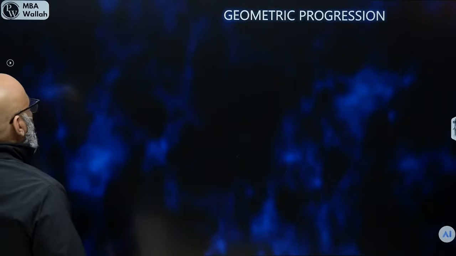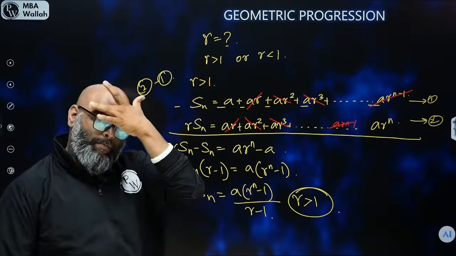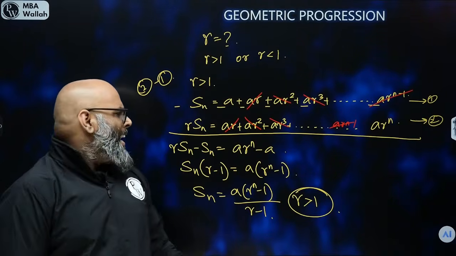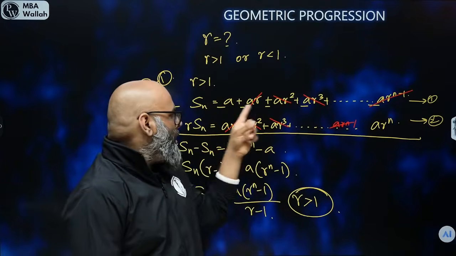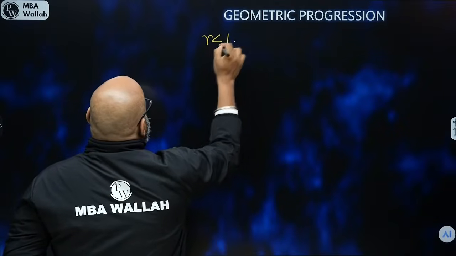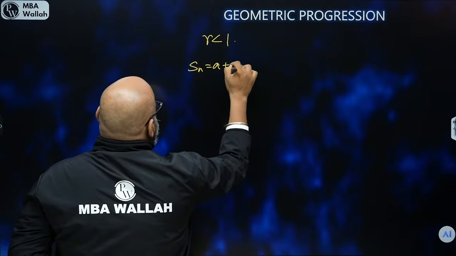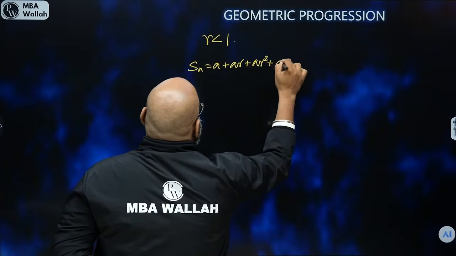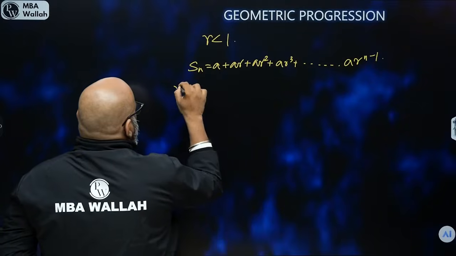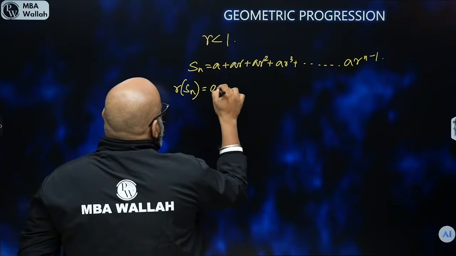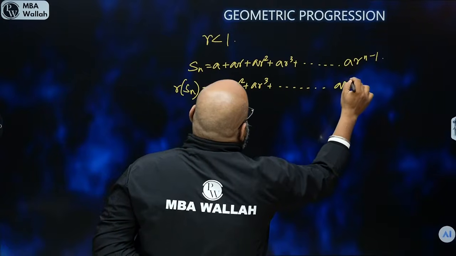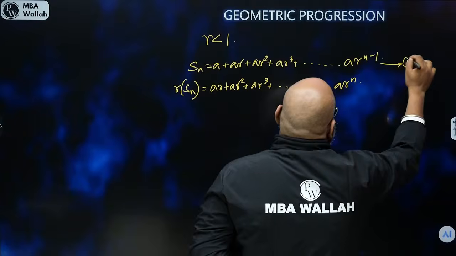Now, what if R is less than 1? Think about the fact, if R was less than 1, can I say the second equation would be smaller than the first equation? We'll write it just in case. R is less than 1. Sn is equal to A plus AR plus AR square plus AR cube up to AR power n minus 1. R into Sn will give me AR plus AR square plus AR cube up to AR power n.